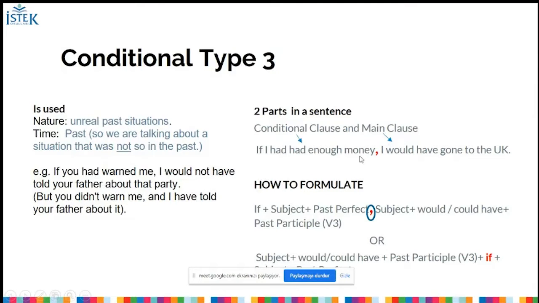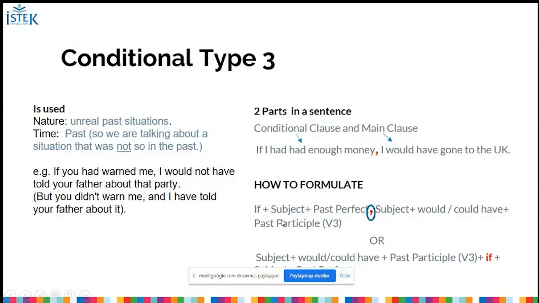There are again two parts in a sentence, the conditional clause and the main clause. The system is the same. If the conditional clause is at the beginning of the sentence, it needs to be separated from the main clause by a comma. And if the main clause is used in the first place, then there is no need to use a comma as if is going to be separating them from each other.